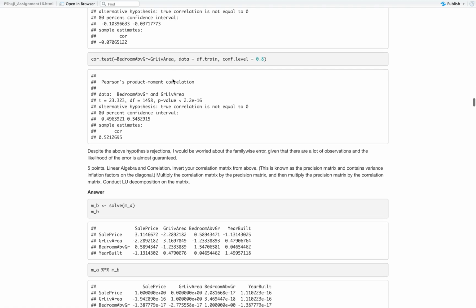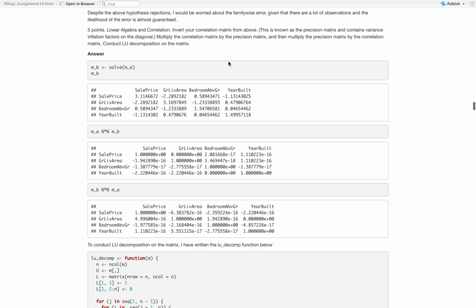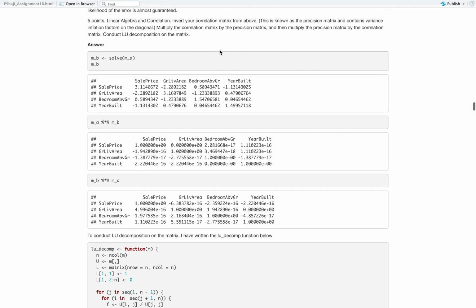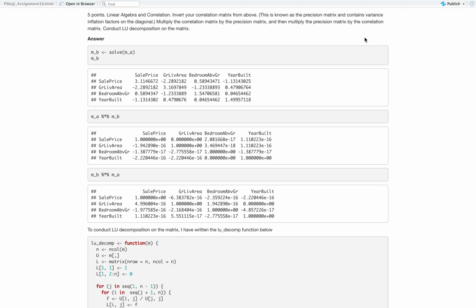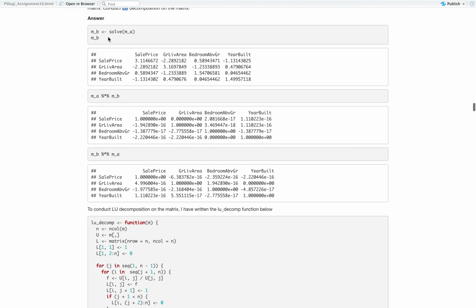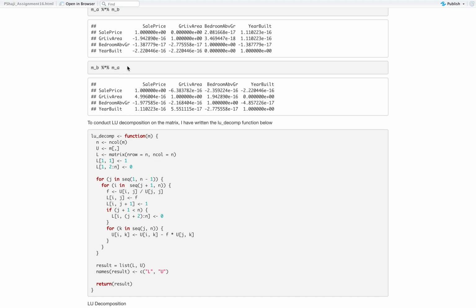So following up with the next question, we need to invert our correlation matrix from above. It's also known as the precision matrix and contains variance inflation factors on the diagonal. Now after that, we need to multiply the correlation matrix by the precision matrix, and then multiply the precision matrix by the correlation matrix, and then conduct the LU decomposition on the matrix, which I have done using a function. So we pass the MA value to the solve function, and then we compute both of these variables and we invert both of these variables.